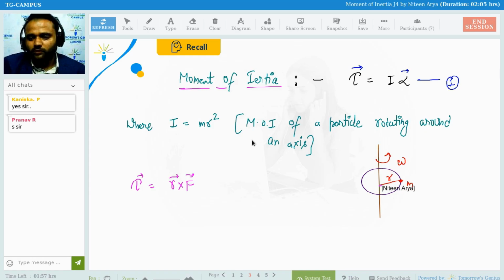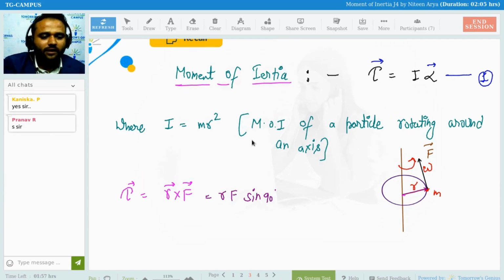For this particular thing, if I draw, this is going to be my force, if I apply force in this direction, and this is going to be the radius vector, the properly drawn radius vector. So we can directly see that the angle between force and radius vector is going to be 90 degrees, they are perpendicular. So simply we can write R F sine 90 degree. Clear, everyone?